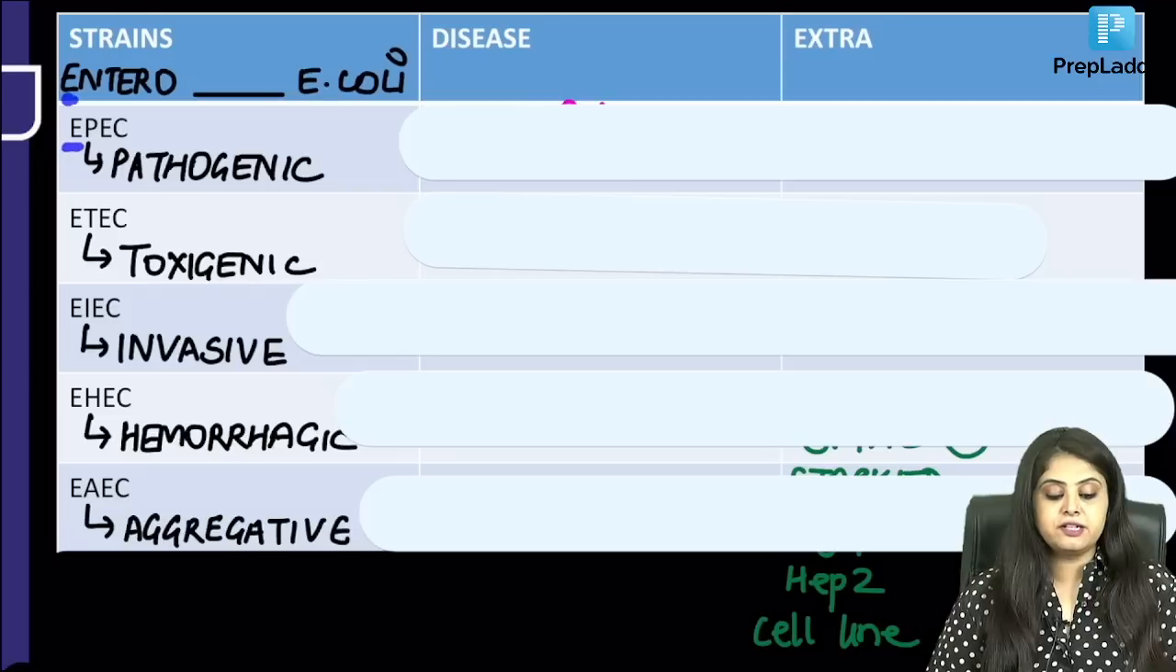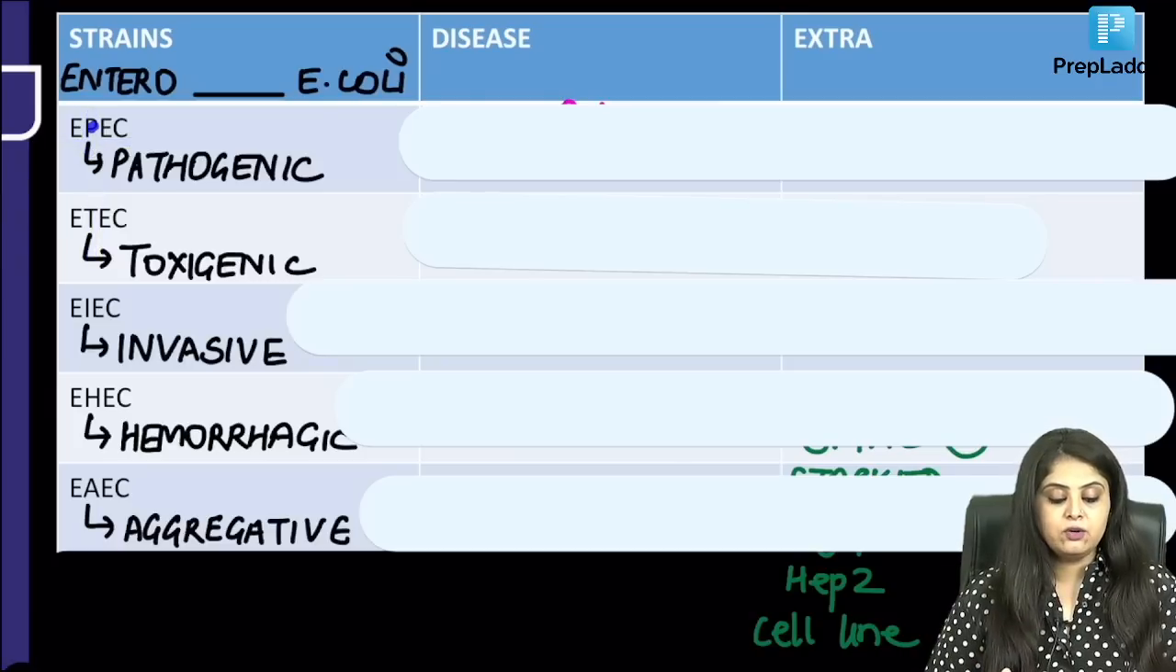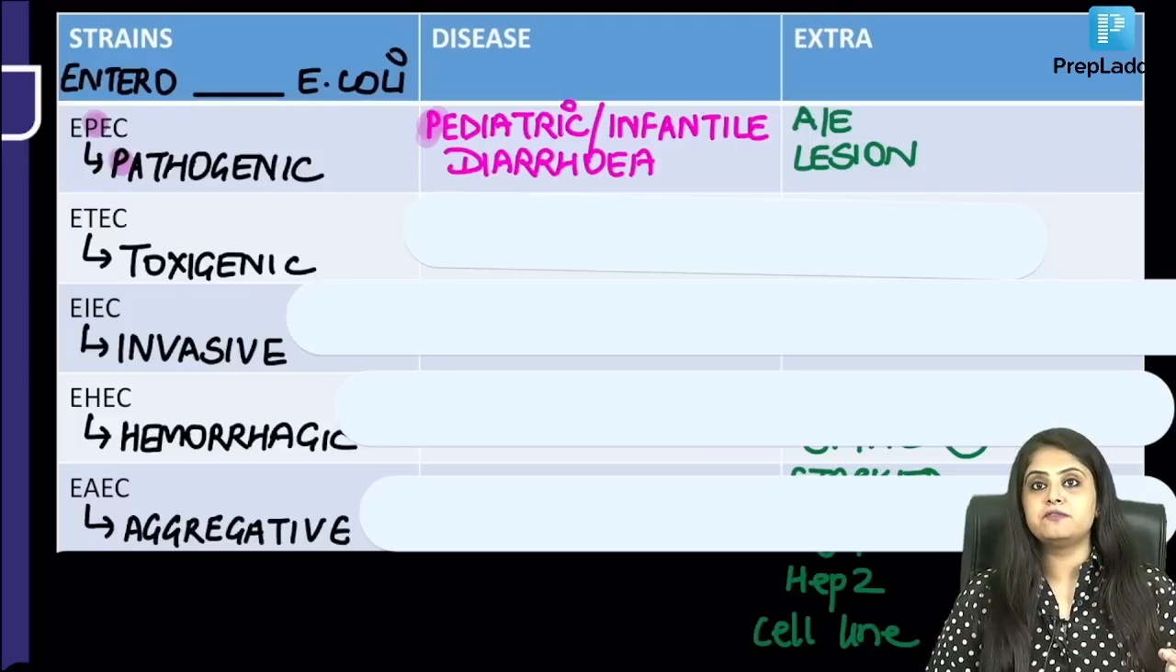The E over here stands for entero. Then some alphabet in the center will change, and the last EC is E. coli. So everywhere it's E something E. coli, or you can say entero something E. coli. So let's start. When I say entero P, P stands for pathogenic. So that is going to tell me about P for P, that is pediatric or infantile diarrhea. How easy? Enteropathogenic E. coli causes pediatric or infantile diarrhea, and it tends to show you AE lesions.